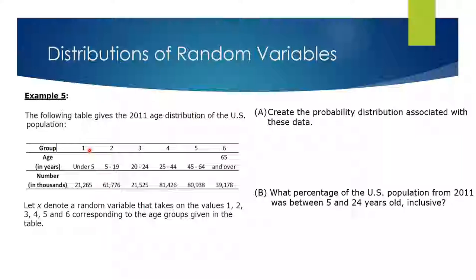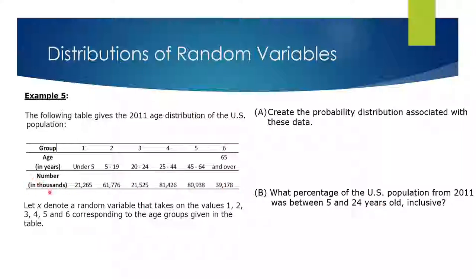Except that, group 1 is anyone under 5, group 2 is anyone from 5 to 19, and so forth. So x is going to be this random variable for values 1 through 6. Sometimes you'll have numbers that don't actually represent any kind of measurement or actual count. They're just there to let you know, okay, group 1 is this. So I want to come up with a probability distribution for this.